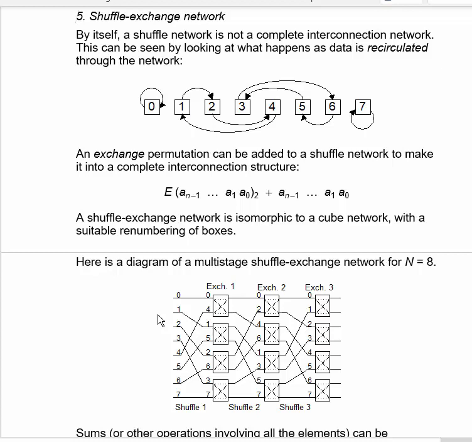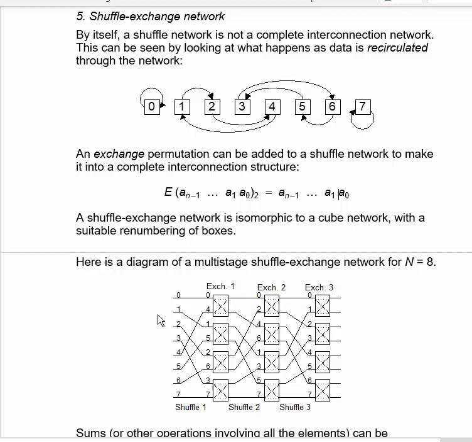And my goodness, I think this is wrong. I think this should be an equal sign. And also, I should have an over bar here, and I don't really have a good way to draw that. But that means basically not a zero. So you flip the least significant bit in order to get the exchange.